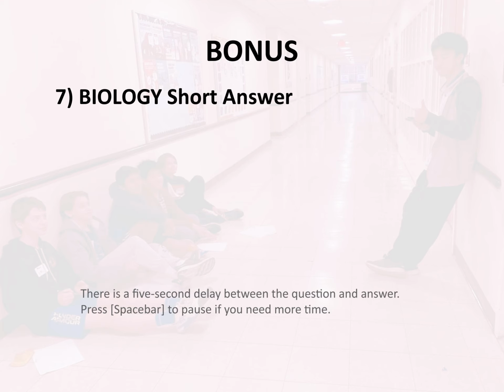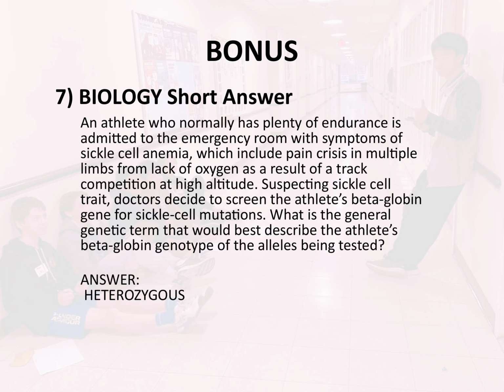Bonus 7. Biology. Short answer. An athlete who normally has plenty of endurance is admitted to the emergency room with symptoms of sickle cell anemia, which include pain crisis in multiple limbs from lack of oxygen as a result of a track competition at high altitude. Suspecting sickle cell trait, doctors decide to screen the athlete's beta-globin gene for sickle cell mutations. What is the general genetic term that would best describe the athlete's beta-globin genotype of the alleles being tested? Answer. Heterozygous.